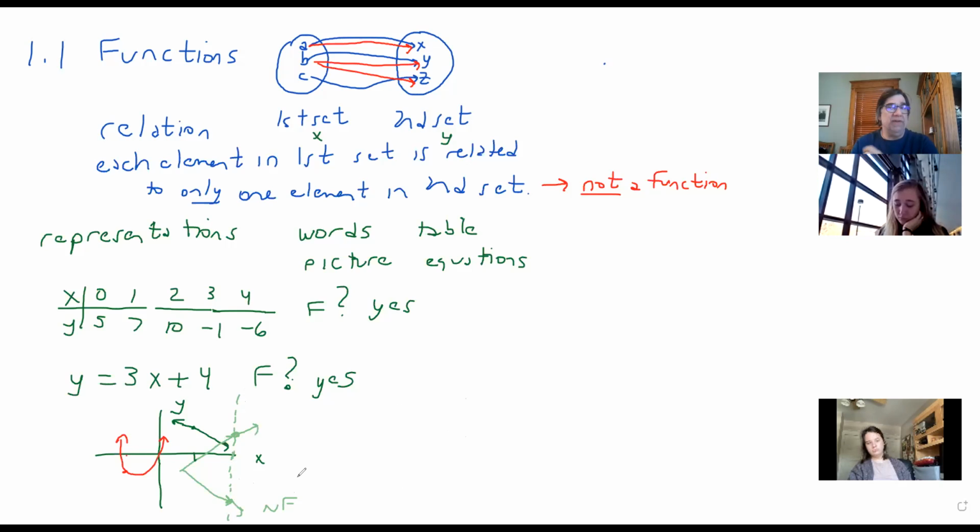So once again, order makes a difference. If I draw a horizontal line here, it will intersect the graph twice. But a horizontal line represents outputs, not inputs. So it's a vertical line test for functions. When we talk about one-to-one functions, we're also going to consider what's called the horizontal line test.